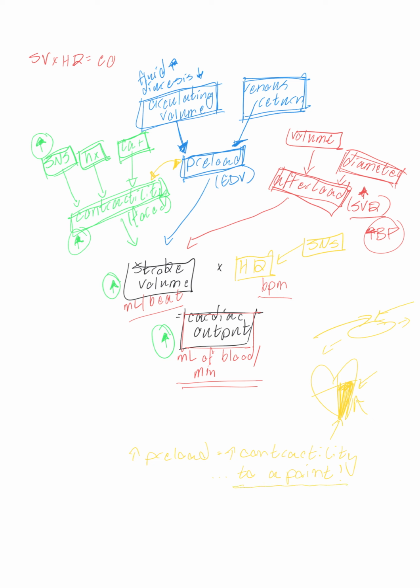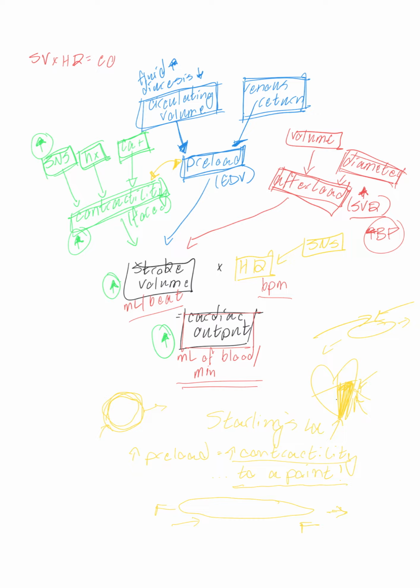So increased preload, filling this up with blood, is going to increase contractility to a point. Just like you can overstretch an elastic band and then you let it go, it's not going to snap back quite as nicely because you overstretched it. If you've ever overstretched a hair tie, it never goes back to how stretchy and elastic it was before. That's kind of like preload and contractility, and it's called Starling's law, if you want to look that up.